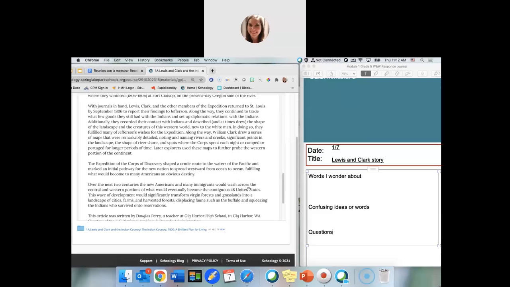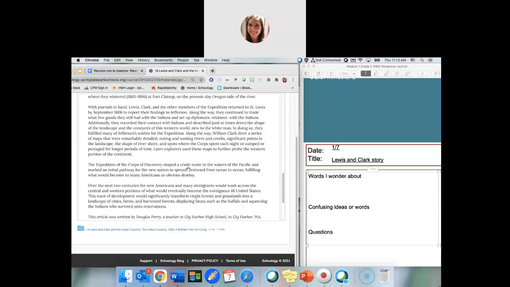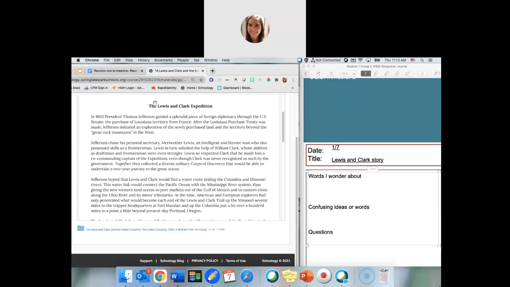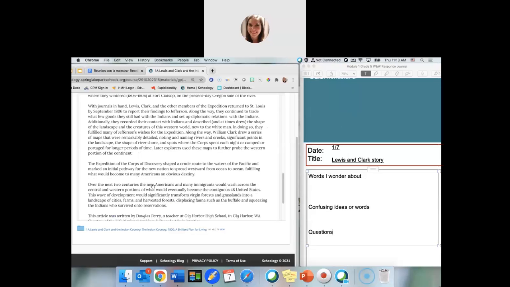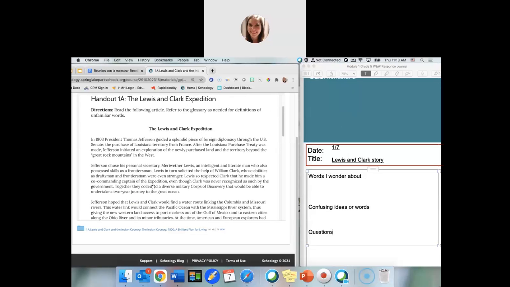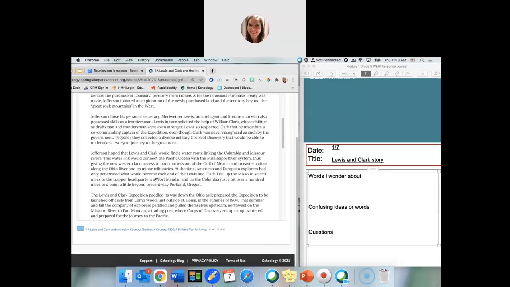The expedition of the Corps of Discovery shaped a crude route to the waters of the Pacific and marked an initial pathway for a new nation to spread westward from ocean to ocean, fulfilling what would become for many Americans an obvious destiny. Over the next 2 centuries, the new Americans and many immigrants would wash across the central and western portions of what would eventually become the contiguous 48 states. This wave of development would significantly transform virgin forests and grasslands into a landscape of cities, farms, and harvested forests, displacing fauna such as the buffalo and squeezing the Indians who survived onto reservations.